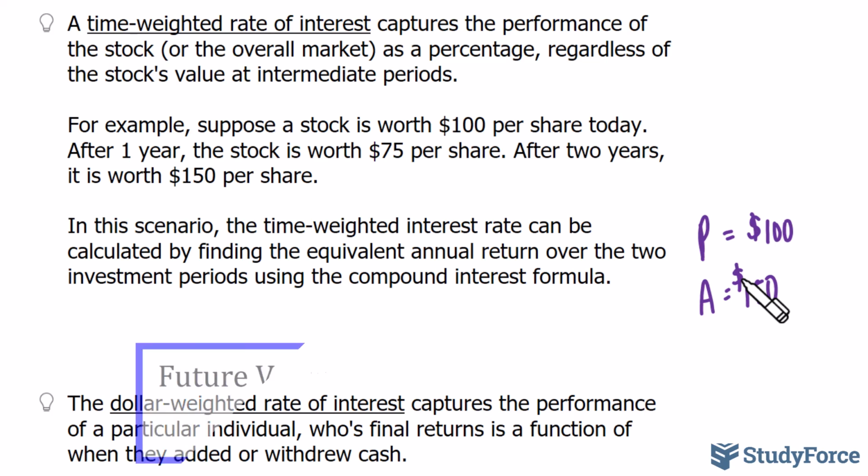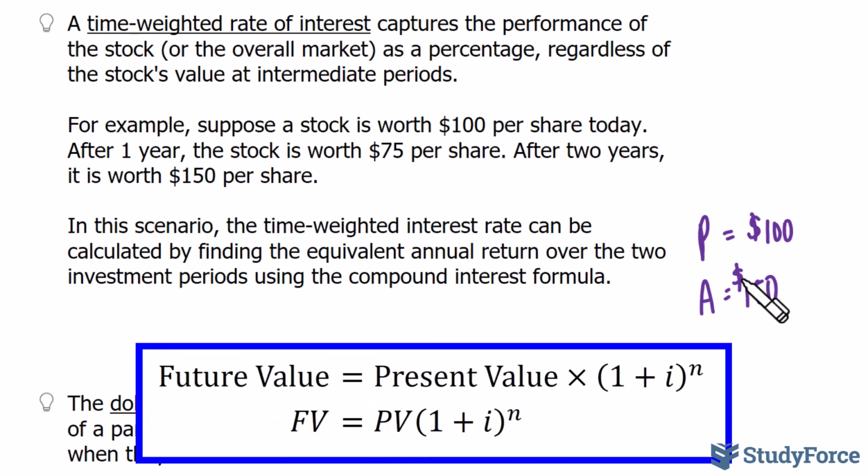Now the future value formula for compound interest looks like this. We have the future value represented as FV, the principal is represented as PV, or the present value, I represents the interest rate per period, and N represents the total number of periods. So for us to find the time-weighted rate of interest, all we have to do is solve for I.